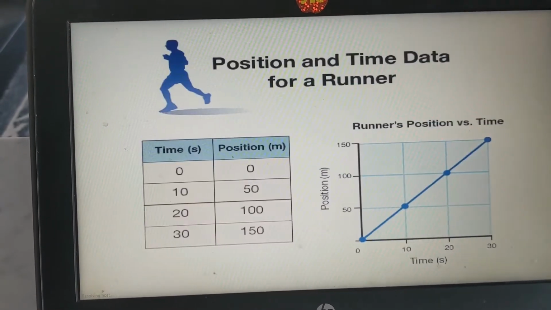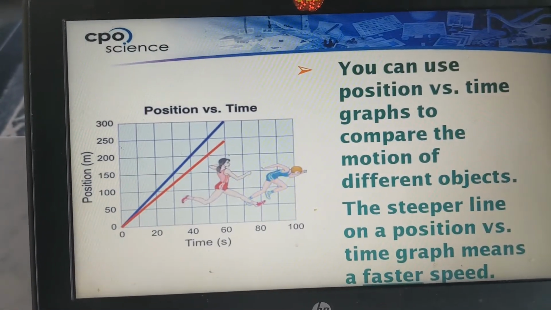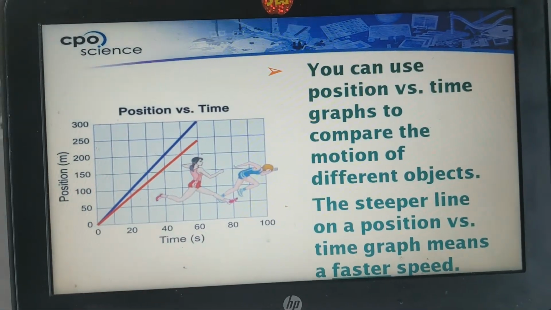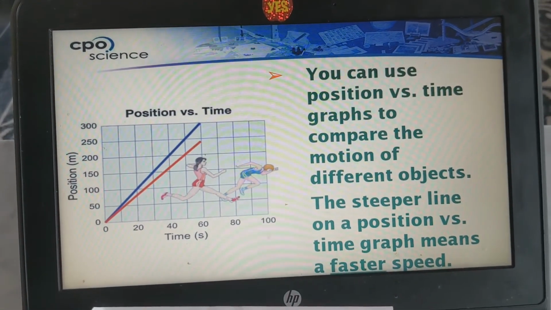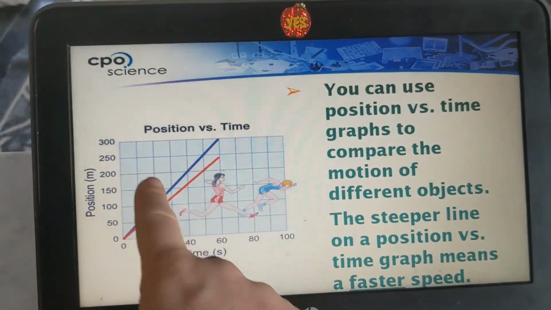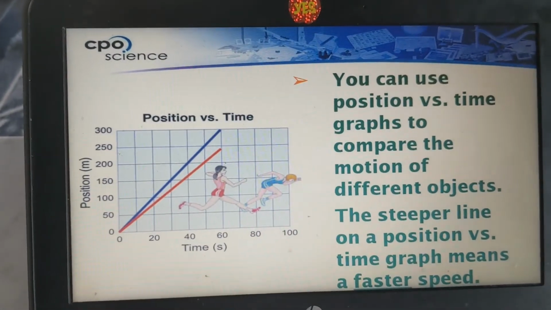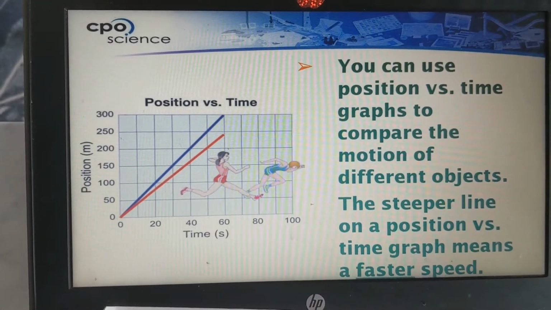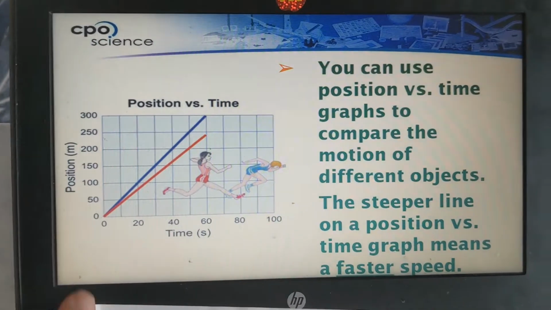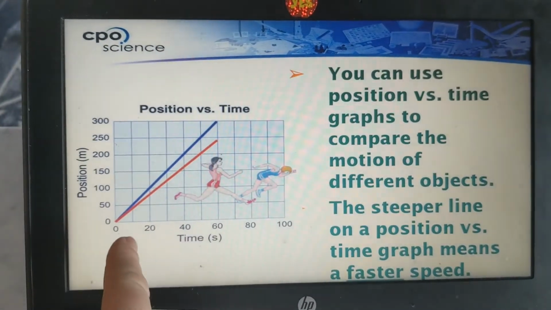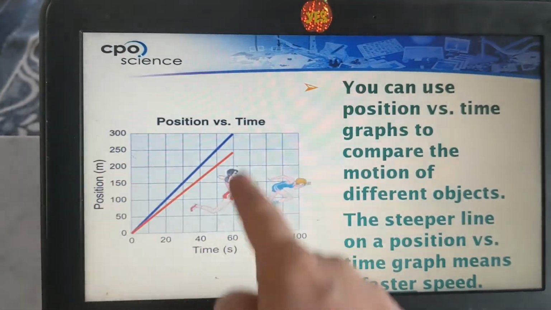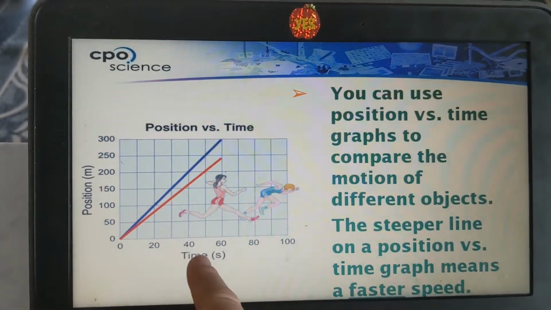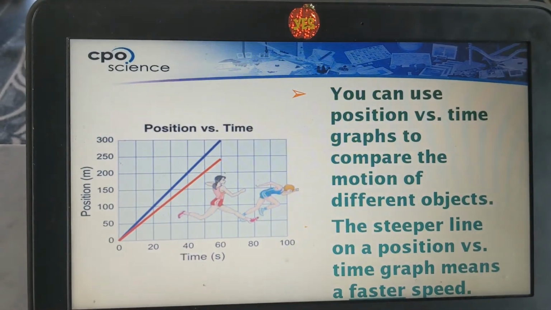Number 15 says that you can use position versus time graphs. So we're going to fill in position for the first blank on 15 to compare the motion of different objects. This is a graph that we saw in our guided reading for page 20. This was one a lot of people had trouble with, but the answer to that question on the guided reading was that the steeper slope represents a faster runner. So if we think about what's happening here, they're changing their position more in less time, which translates to running faster.